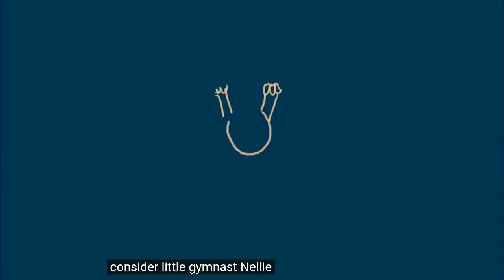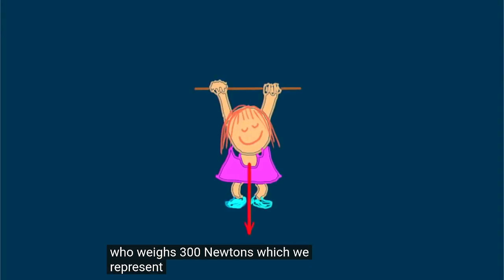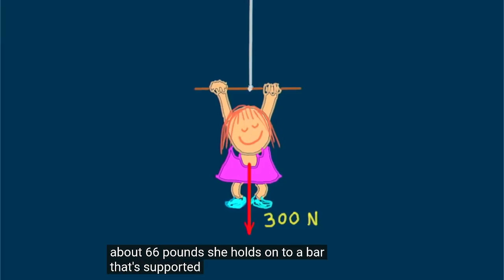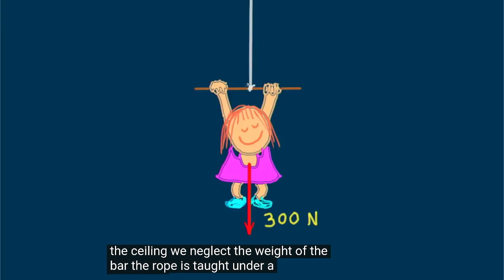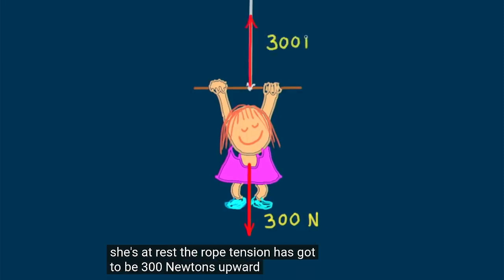Consider little gymnast Nellie Newton, who weighs 300 newtons, which we represent with a red vector downward in the direction of gravity. 300 newtons is about 66 pounds. She holds onto a bar that's supported by a rope attached to the ceiling. We neglect the weight of the bar. The rope is taut under a stretching force called tension. Since she's at rest, the rope tension has got to be 300 newtons upward.